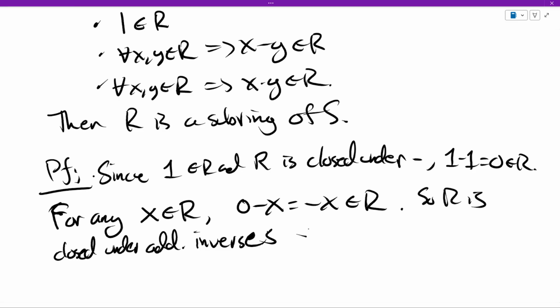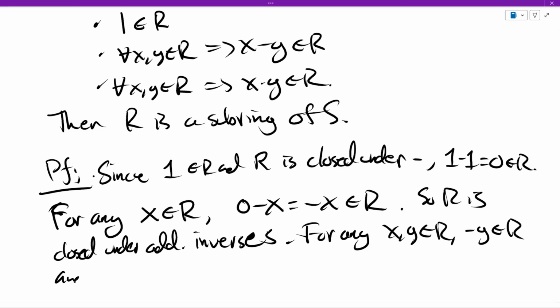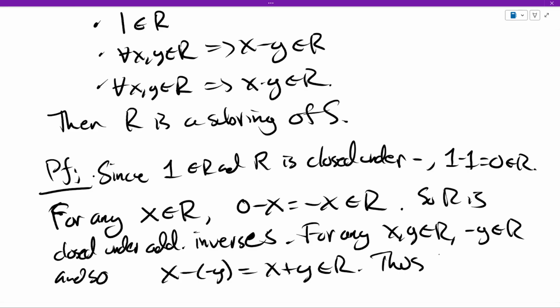Okay, so it has 1, it has 0, it's closed under multiplication, it's closed under additive inverses. I guess we have to show it's closed under addition. Since it's closed under inverses, for any x, y in R, we get that negative y is also in R. And so x minus negative y, which is x plus y, is also in R. So it's closed under addition too.